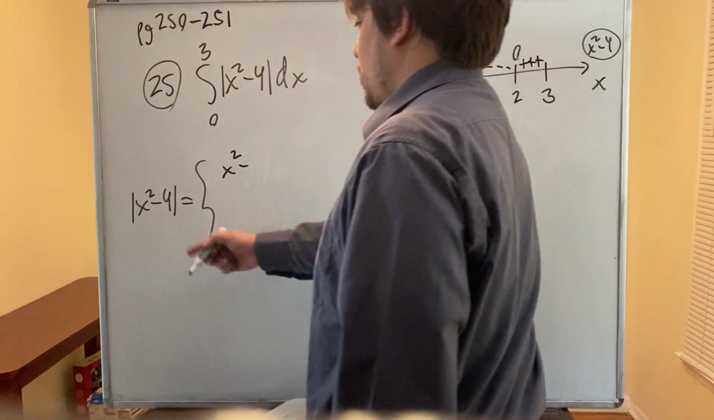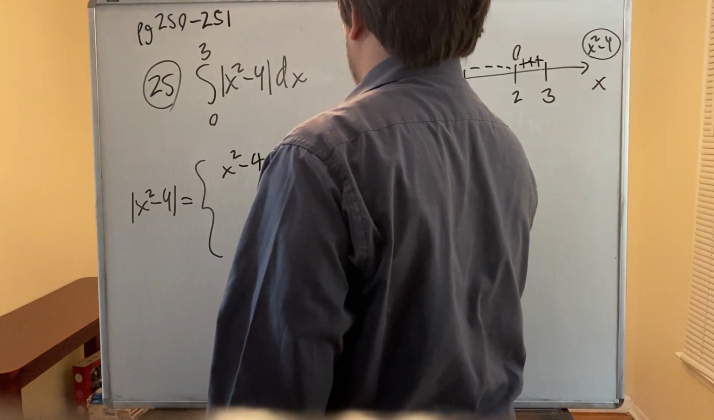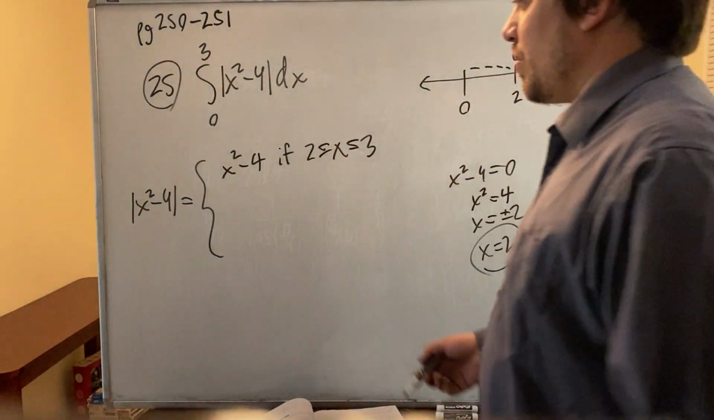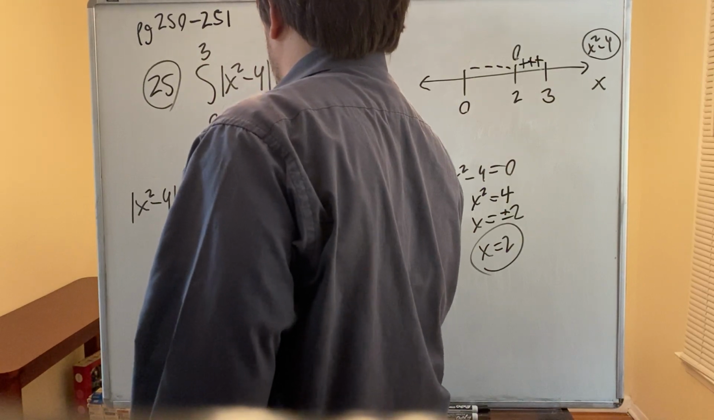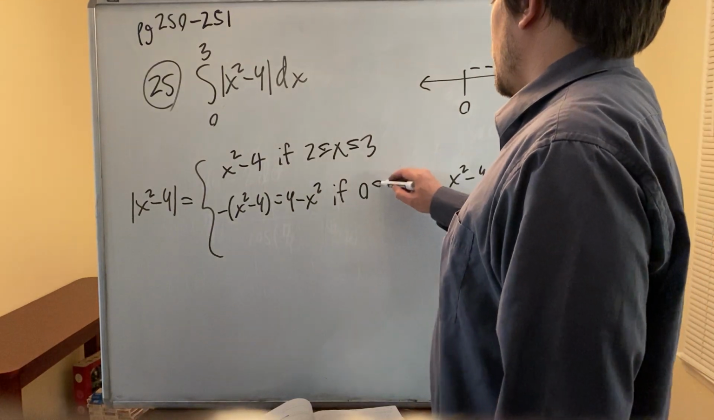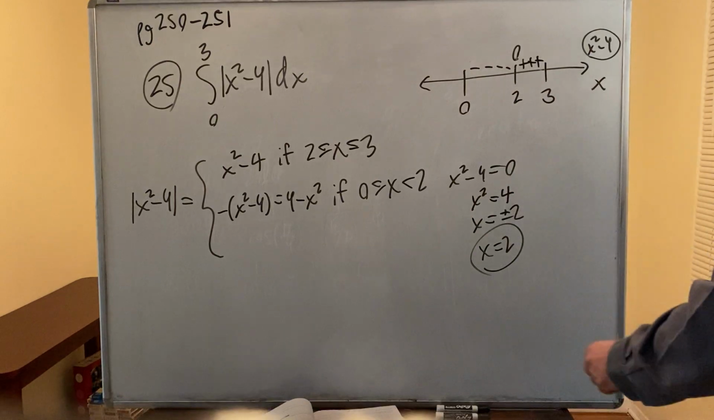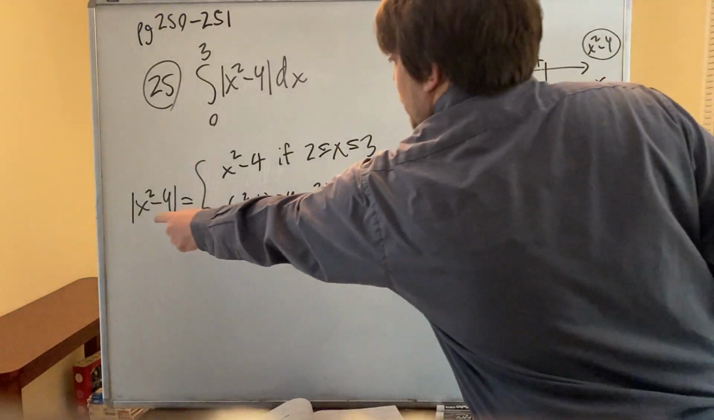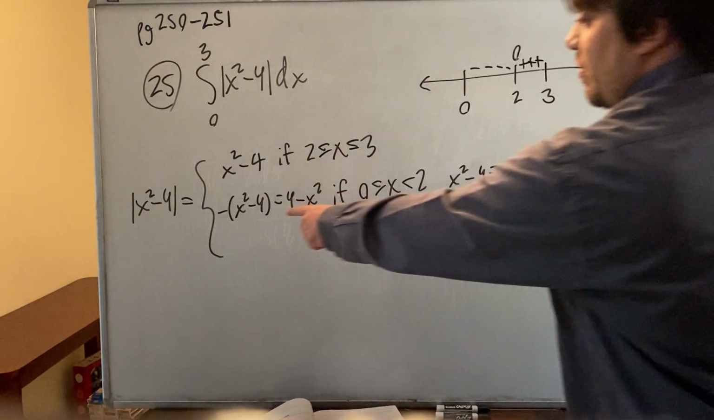And so the absolute value of x squared minus 4 is equal to itself if 2 is less than or equal to x less than or equal to 3. Because when it's 0, the absolute value of 0 is 0. And it's equal to the negative of itself, which is 4 minus x squared, if 0 is less than or equal to x strictly less than 2. And so here, it's negative. And if you take the absolute value of something negative, you have to negate it to get its value. So the absolute value of x squared minus 4 is 4 minus x squared. It's the negative of x squared minus 4.